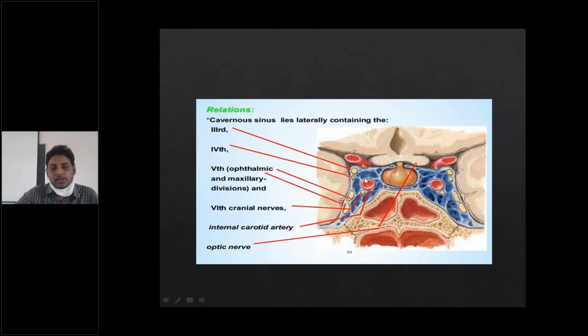And the cavernous sinus also comes under the boundary of the sphenoid sinus. Within the cavernous sinus, you will be having the abducens nerve and internal carotid artery, part of the boundary of the sphenoid sinus. Above, you will be having the optic nerve, optic chiasma, and pituitary gland as boundaries. Below will be the nasopharynx. The arrow indicates the nasopharynx.